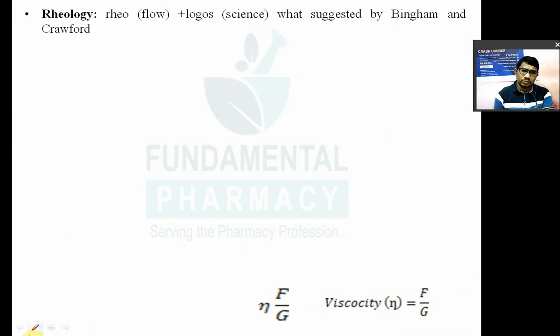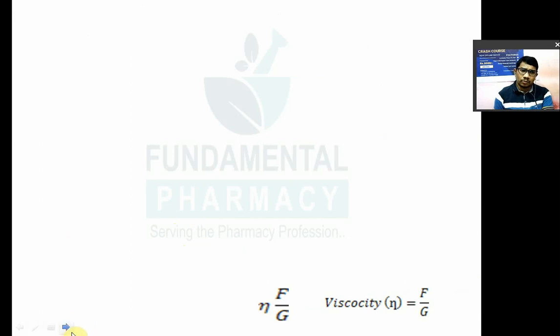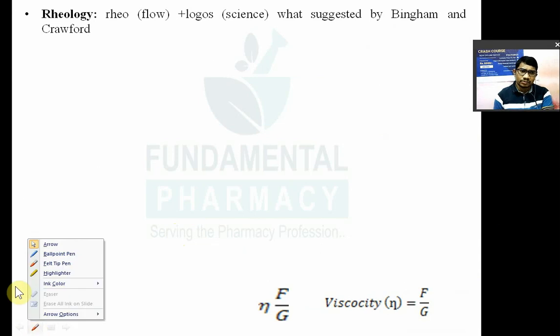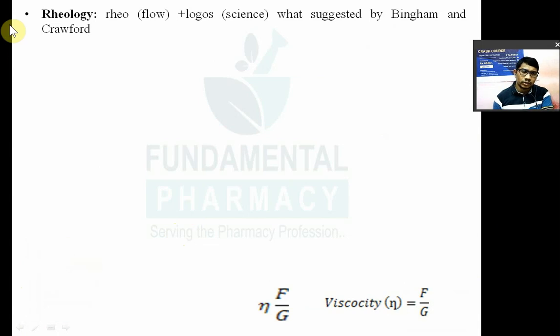Rheology is the term related to the flow of fluid or flow of liquid. Particularly, rheology is nothing but the science of flow. The term rheology is obtained from two words: rheo means flow, and logos means science. So it deals with the study of flow of liquids.